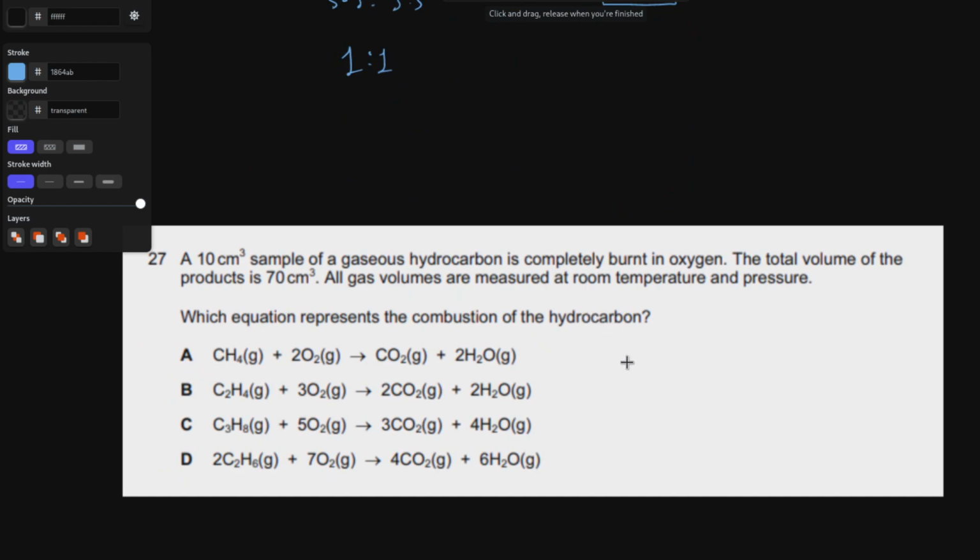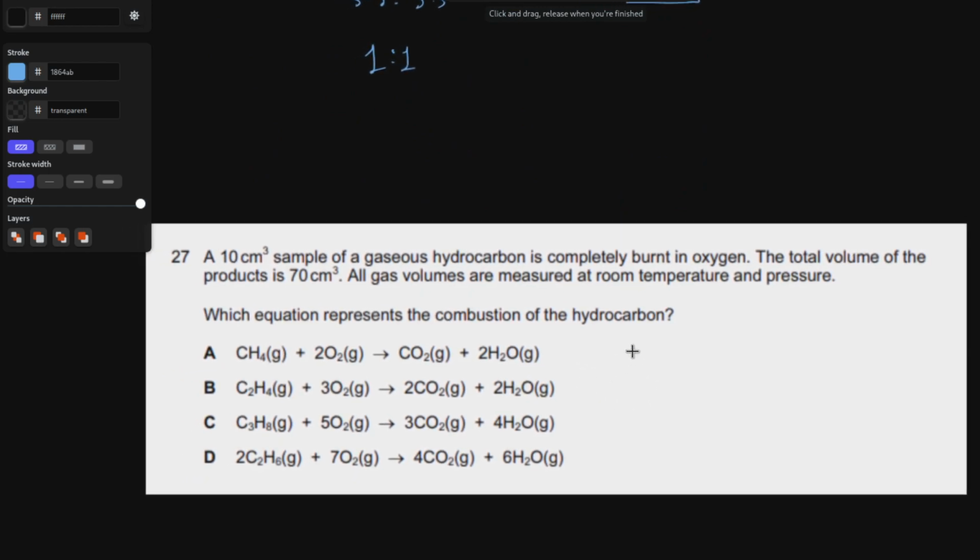Let's continue onwards and deal with this last question. A 10 centimeter cube sample of gaseous hydrocarbon is completely burnt in oxygen. The total volume of the product is 70 centimeter cube. All the gas volumes are measured at room temperature and pressure.